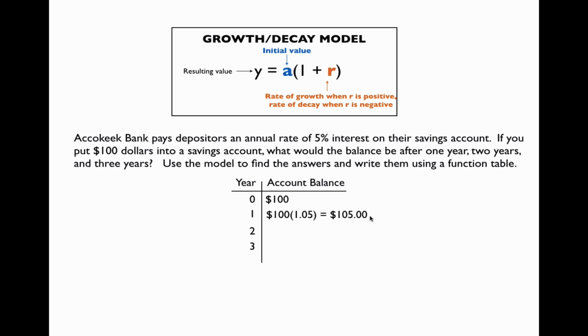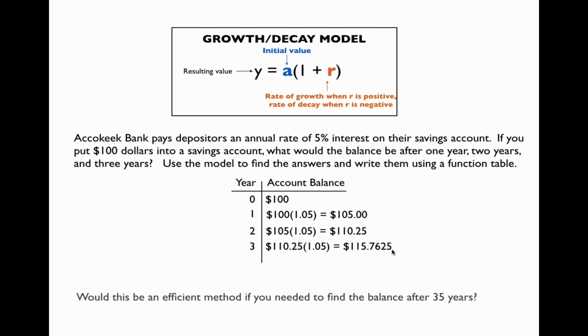To find the balance after 2 years, we take our new balance and increase that by 5%. So we'd multiply it by 1.05, and that gives us $110.25. To find the balance after 3 years, we're going to have to increase this new balance by 5%. So we do the same multiplication again. $110.25 times 1.05 gives us $115.7625. I didn't round here because we'd lose precision, and you'll see why, because we're not going to stop at year 3.